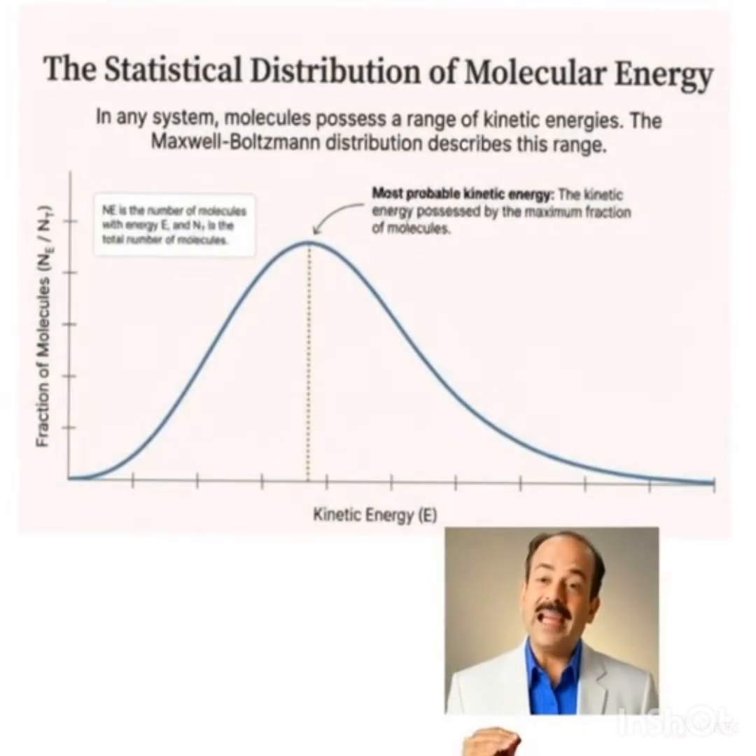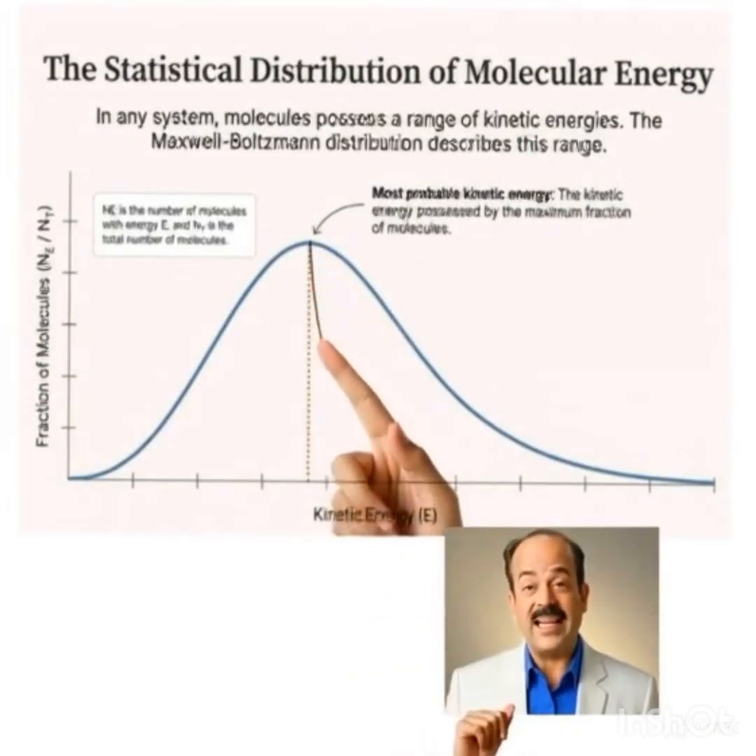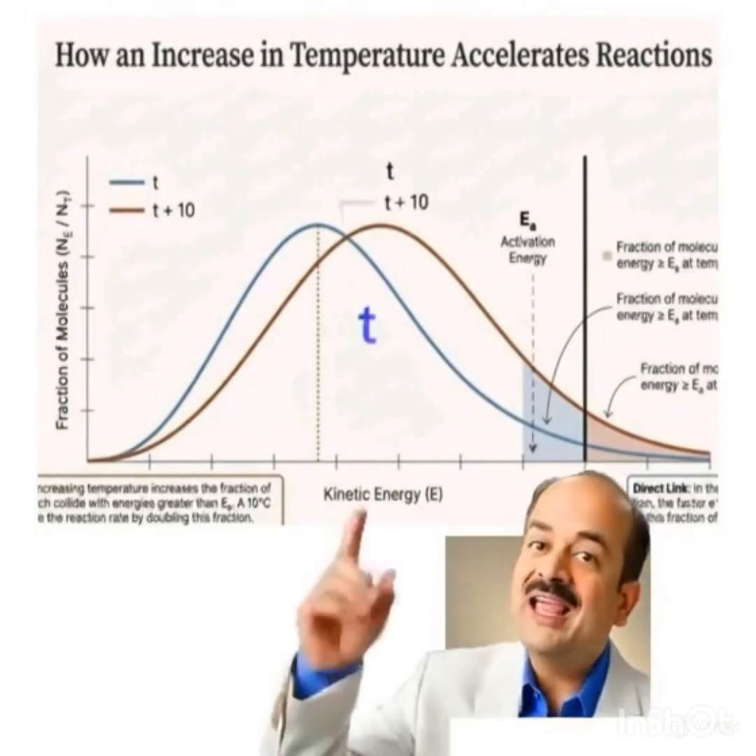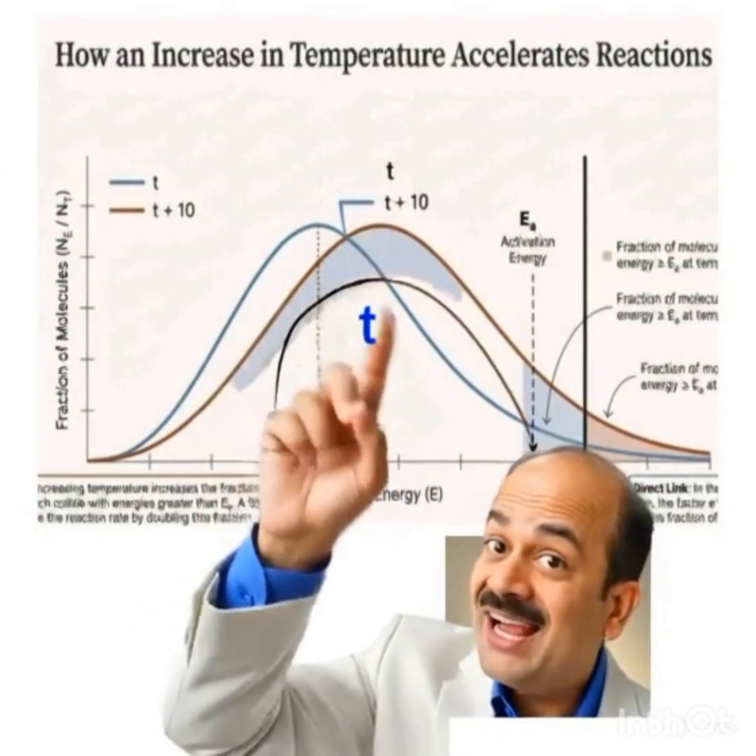This graph is the Maxwell-Boltzmann distribution. The peak shows the most probable kinetic energy. This graph shows how increasing temperature accelerates reactions. The blue curve is at temperature T and the brown is at T plus 10.